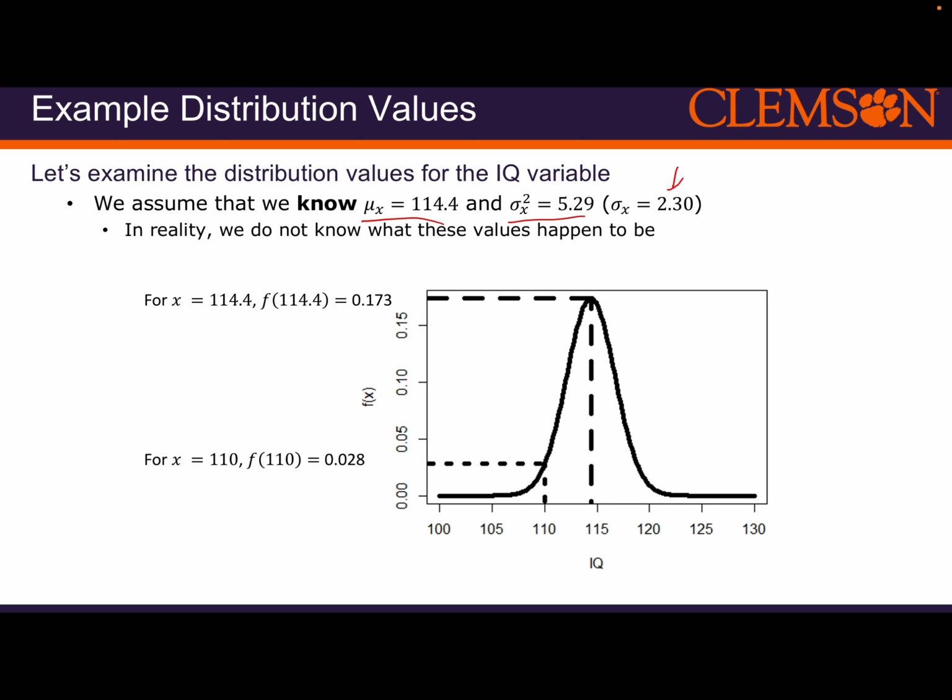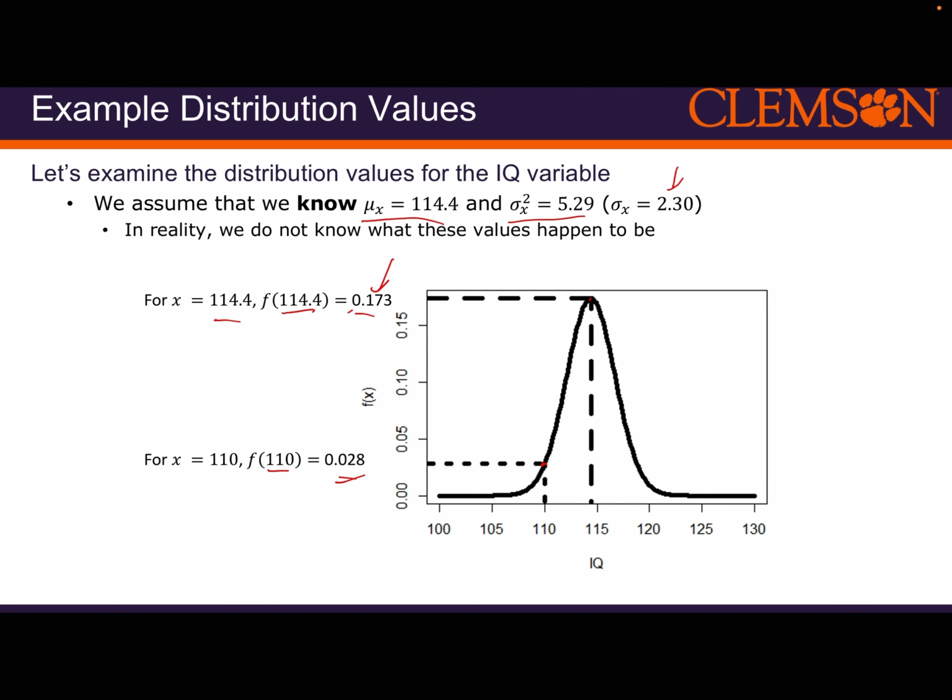of a normal distribution. So what is the likelihood, or the height, of the normal curve at 114.4? Well, we plug that into the PDF from a few slides back, and we see that it's 17.173. We could say the same thing: what's the likelihood of observing someone with an IQ of 110? That happens to be 0.028. And so we'd say 114.4 is relatively more likely than 110. It's closer to the center of the distribution.